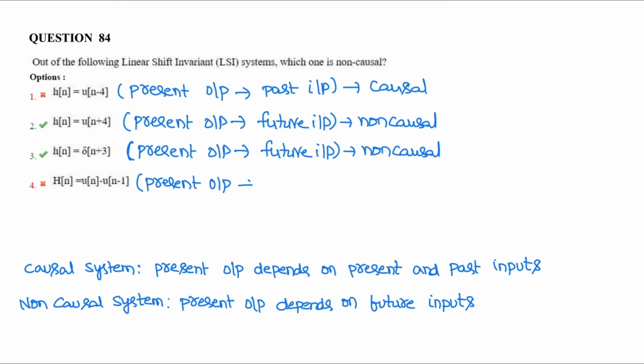In option 4, present output depends on past input as well as present input. It is a causal. In the question they have asked which is a non-causal system. So option 2, 3 are non-causal systems.